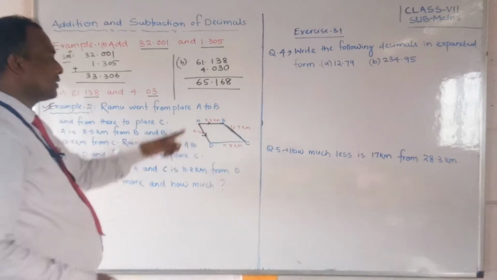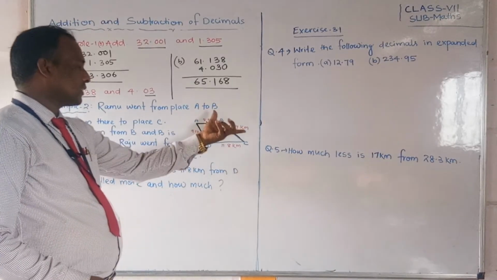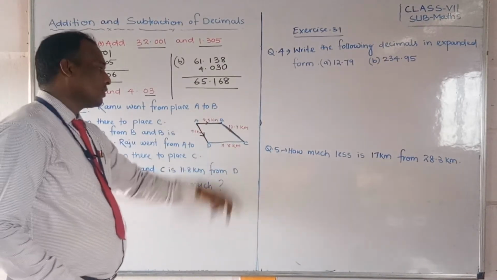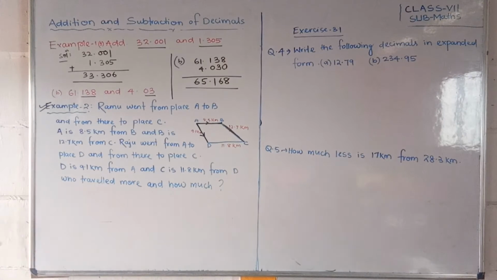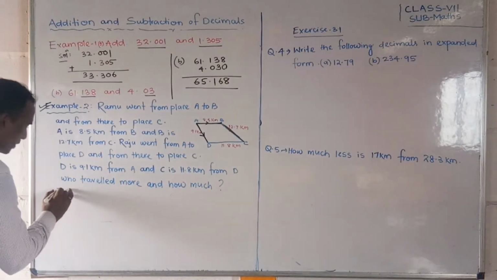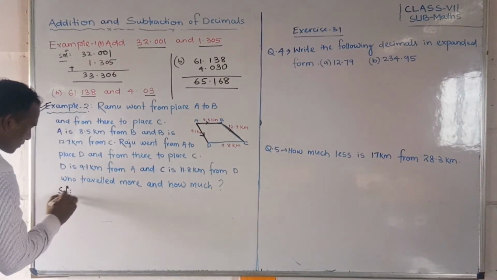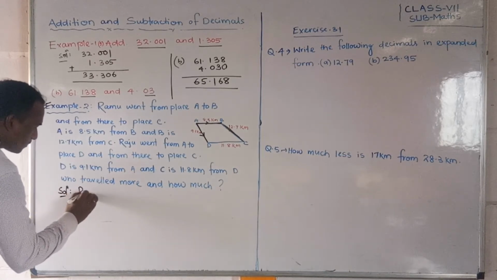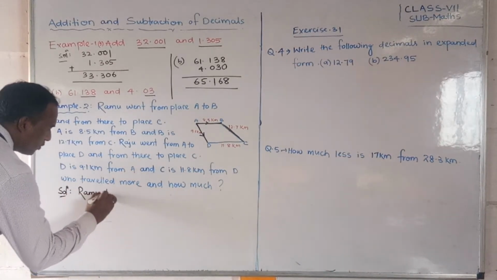So we have to first find the distance A to B and B to C, and A to D and D to C. Then we can compare them. Okay, now look at the solution. We can say first, Ramu travels.